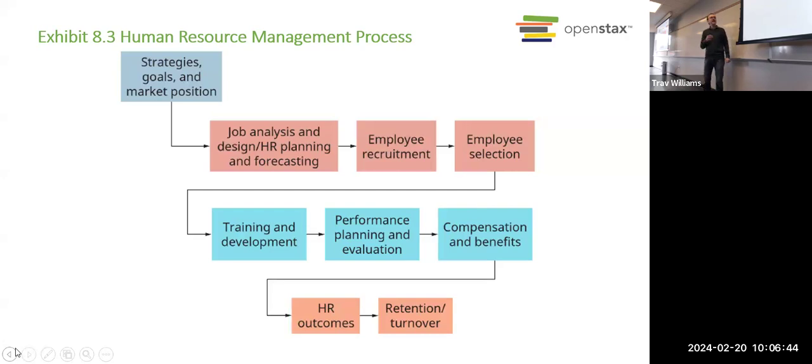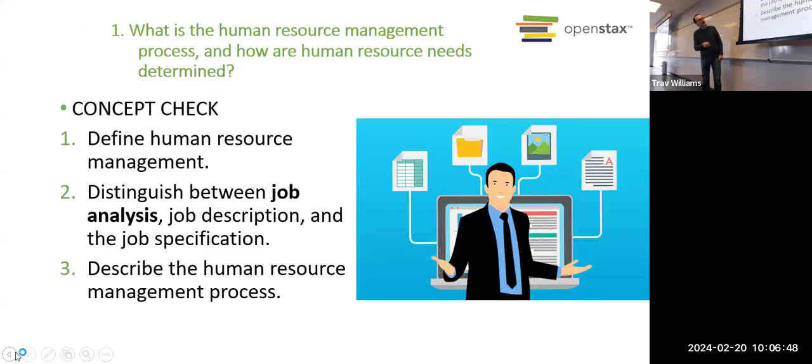So we're going to go through each of these different steps, starting with job analysis. As I mentioned already, that's figuring out what jobs need to be done and how many people you need to do them. Once you figure that out, you should have a job description for each job.